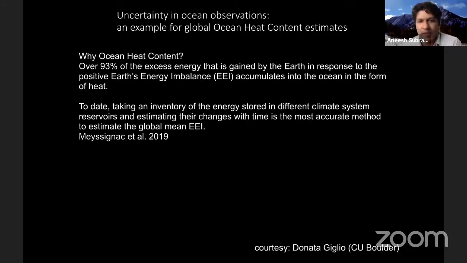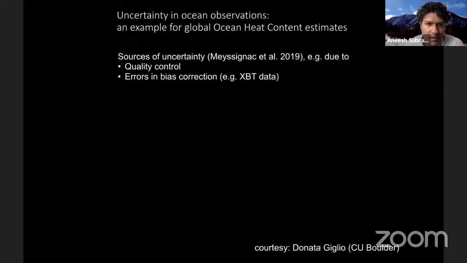The reason why global ocean heat content is important is that about 93% of the excess energy that we are storing in the Earth system, because of the greenhouse gases trapping this energy, goes into the ocean. And being able to track that accurately is highly important to understand how our climate is changing and how the climate system's different reservoirs of energy change. So the sources of uncertainty in a product like this can be, one, due to the raw quality control of the observation.